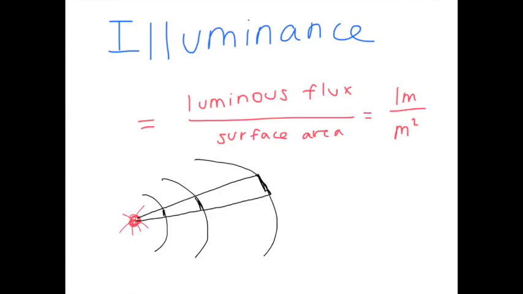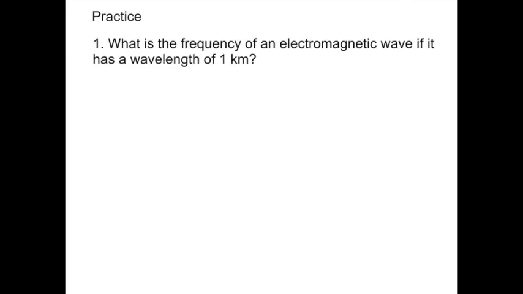This means that the denominator of the illuminance would become larger, making the entire value smaller. So illuminance decreases as you move away from the light source, and thus the light becomes less bright to the eye. So now that I've gone over some of the characteristics of light, let's do some practice problems.